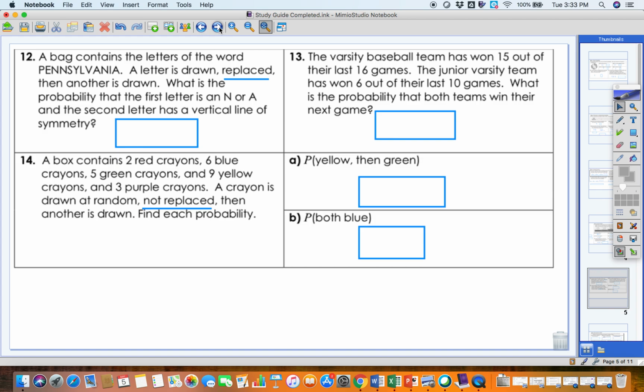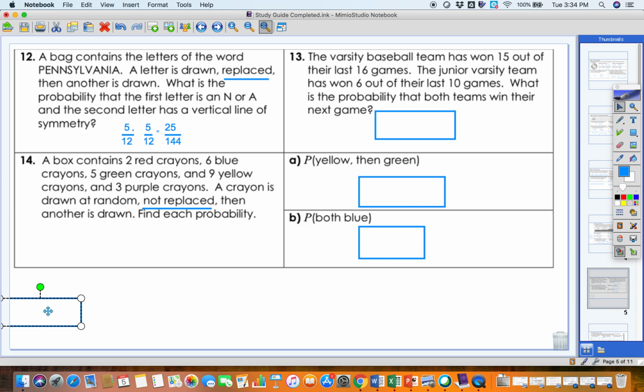So number 12, there are 5 N's and A's out of 12 total letters. So the probability of drawing an N or an A is 5 out of 12. And then the second probability is that it has a vertical line of symmetry, and that means if you drop a vertical line through it, it will be the same on both sides, which would be the V, the A, and the I, and there are 2 A's. And the Y also has a vertical line of symmetry. So that is also 5 out of 12. So 5 out of 12 times 5 out of 12 is 25 out of 144.